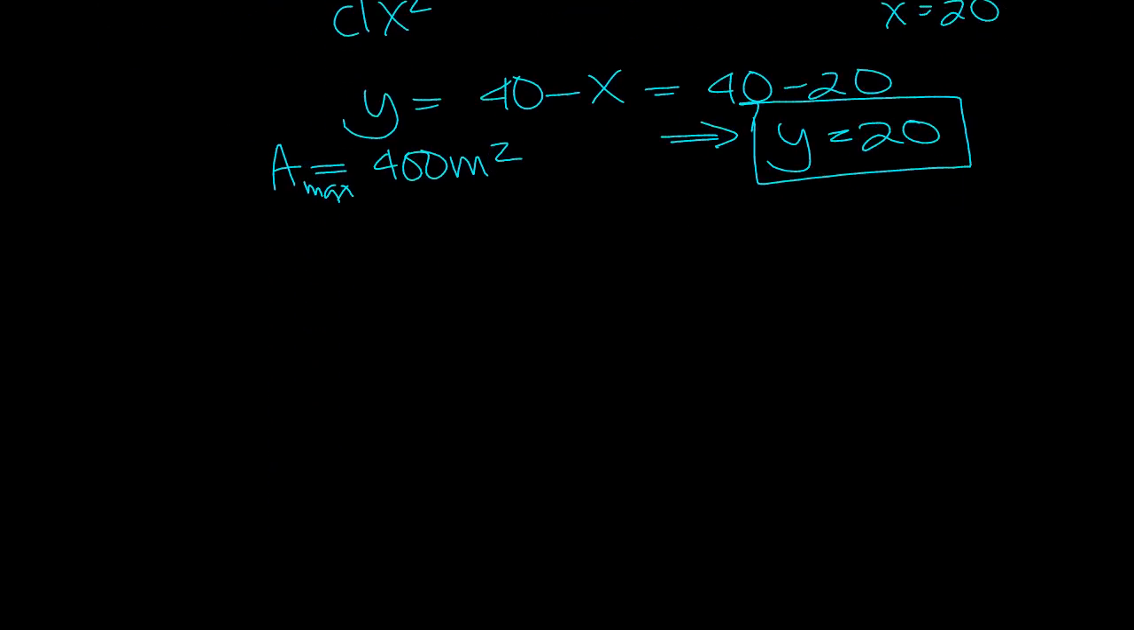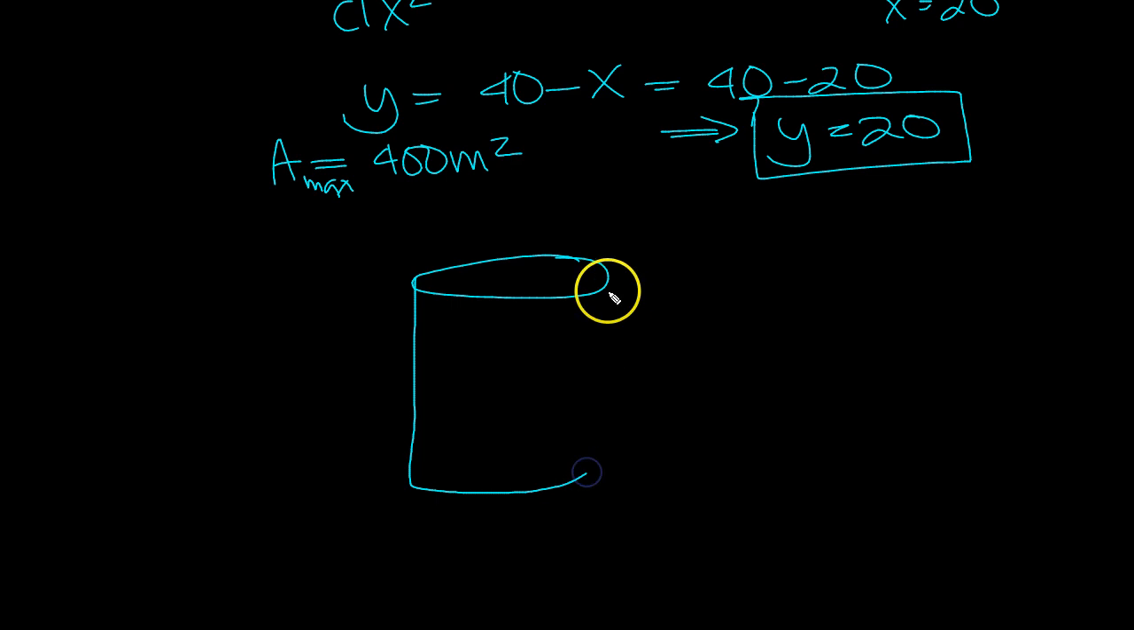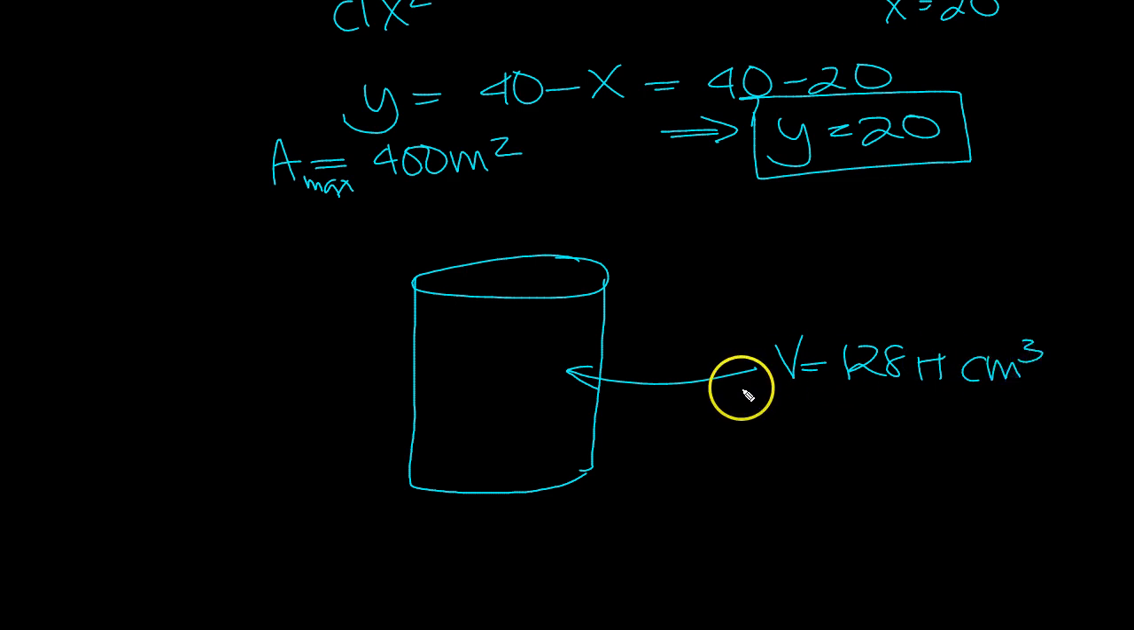Okay, let's put in the next question now. We've got a cylinder here. I'll try and draw it as best I can. And it holds a volume of 128 pi centimeters cubed. Find its dimensions so that the minimum amount of metal is used in its construction. So in other words, find the minimum surface area.